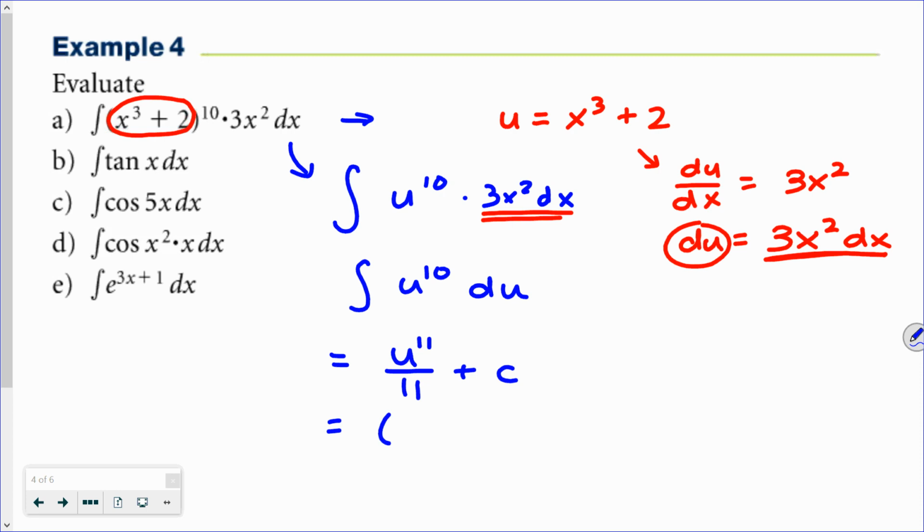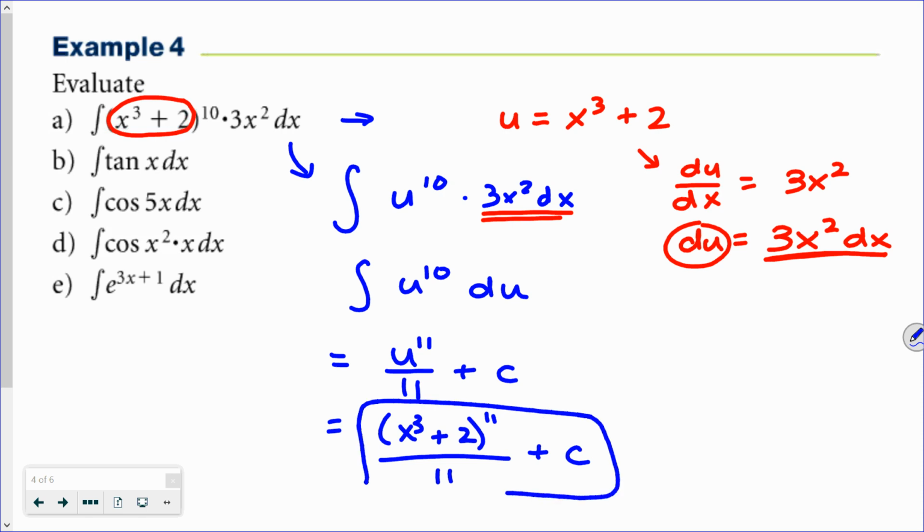And then in the end, you've got to change u back to whatever you defined u to be, plus c. And of course, it is good practice to do the chain rule and check if you got it right. In the interest of time on the video, I will skip that step, but you may want to pause and practice your chain rule check to make sure that you got the antiderivative right.